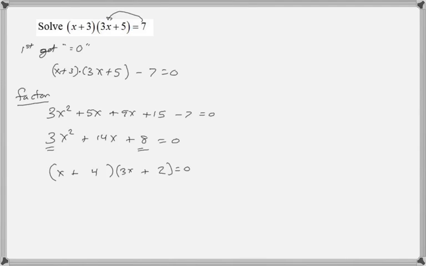Once I have this completely factored, the next thing that I want to do is to set each of the factors equal to 0, and then I can solve those. So I know that I'm going to have a solution when the first factor of x plus 4 is equal to 0, or when 3x plus 2 is equal to 0. First equation, I'll subtract 4 from both sides. X is negative 4. That one's already solved.